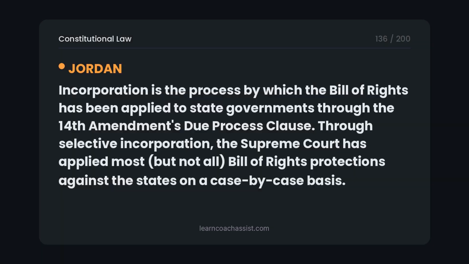Incorporation is the process by which the Bill of Rights has been applied to state governments through the 14th Amendment's Due Process Clause. Through selective incorporation, the Supreme Court has applied most, but not all, Bill of Rights protections against the states on a case-by-case basis.